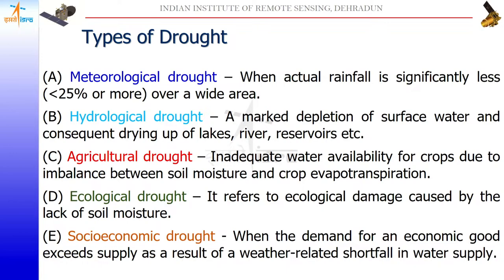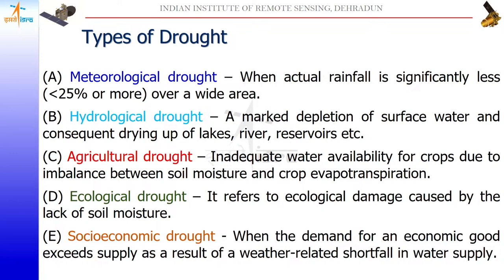As mentioned in the slide, in much of the literature they already define three types of drought: meteorological drought, hydrological drought, and agricultural drought. But with the advancement of theme-specific study of drought, researchers and scientists are now talking about a total of five types of drought, as mentioned in the slide.